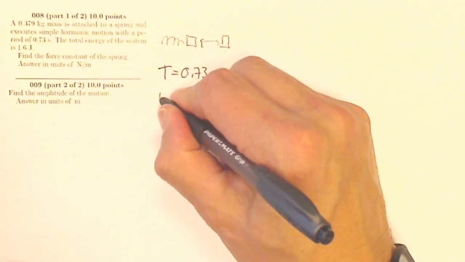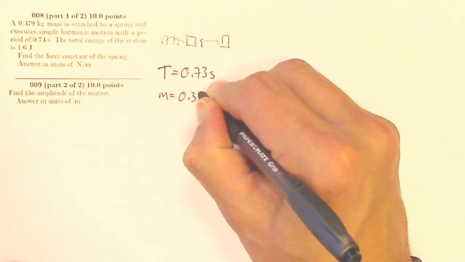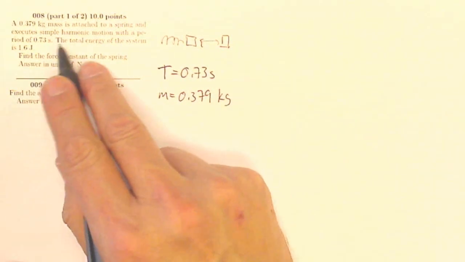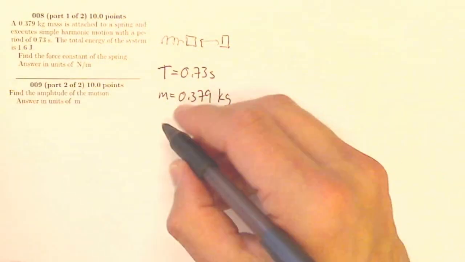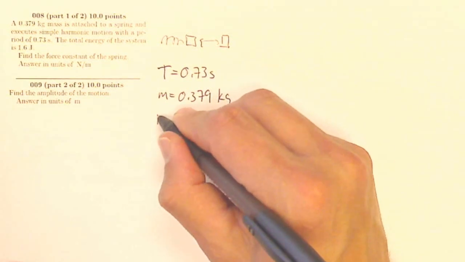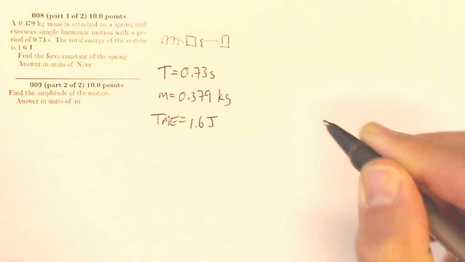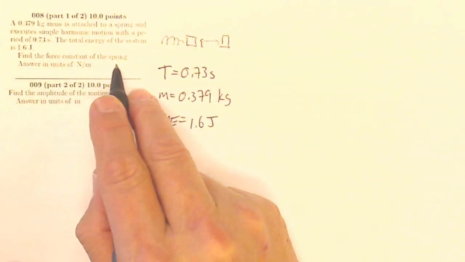And the mass is 0.379 kilograms. The total energy in the system is 1.6 joules. So somewhere I've got my energy, so I'll just write TME equals 1.6 joules. Find the force constant of the spring.